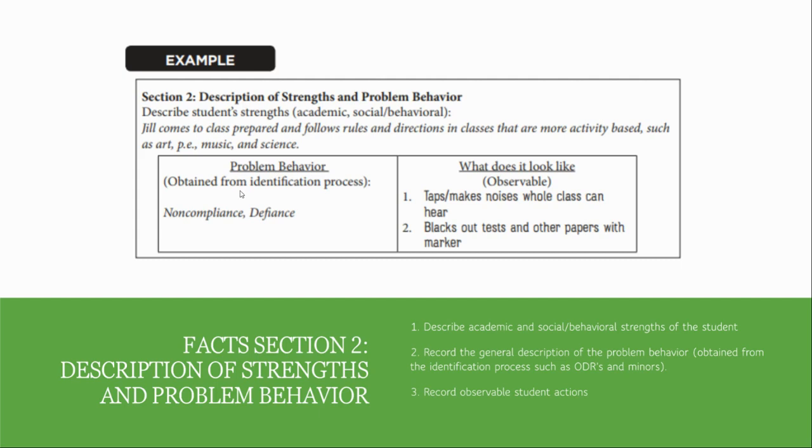So then this first section is going to be problem behavior. They're going to be looking at those office discipline referrals or those classroom logs. What are the behaviors that child is displaying? In this case, it's non-compliance and defiance. And then they're going to record observable notes on what non-compliance looks like. What does defiance, that problem behavior, actually look like? In this case, Jill taps, makes noise when the whole class can hear. Jill blacks out tests and other papers with the marker.